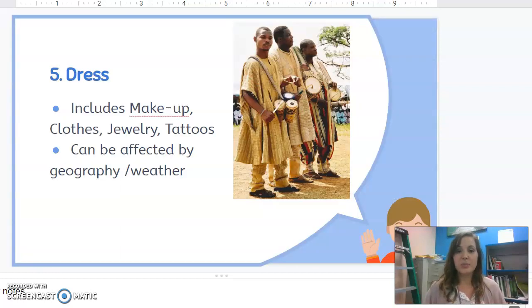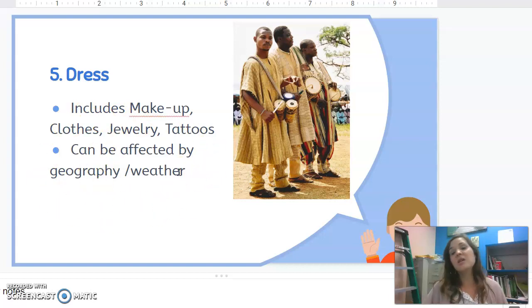One of the other examples would be dress. So clothing in different countries is going to look different for male, female, just what you would wear maybe on a special occasion. It looks like these fellows here have a certain outfit for a certain occasion. Also, jewelry, makeup, tattoos, and all of that's really influenced by their geography or weather.